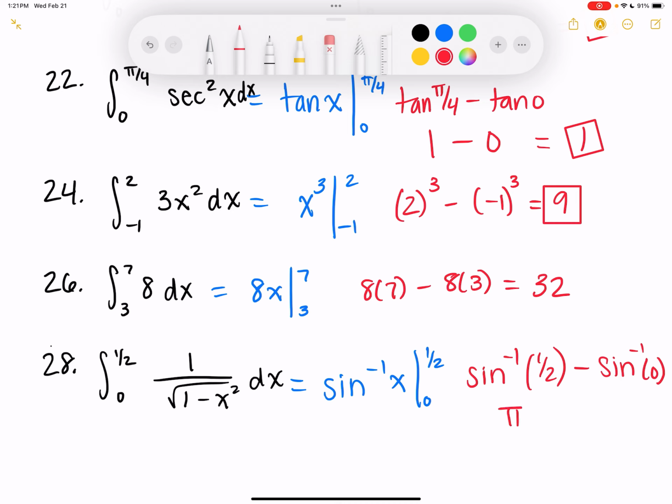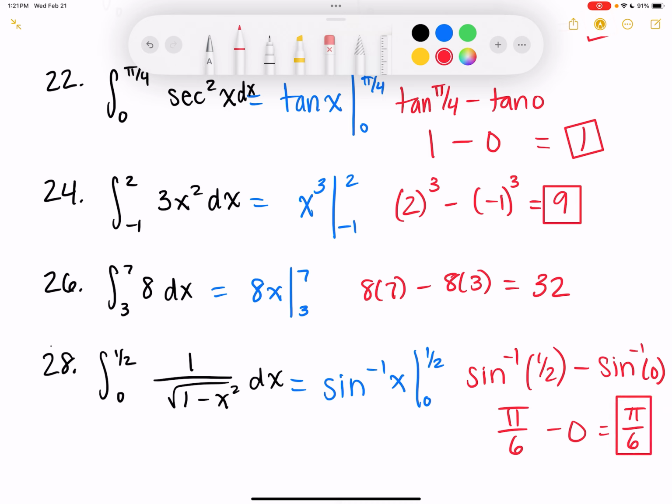All right, what is the inverse sine of 0? So where is sine 0? Well, on the right side, at 0. So minus 0, so this is just pi over 6.